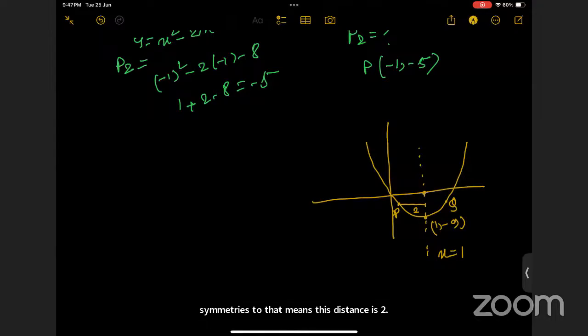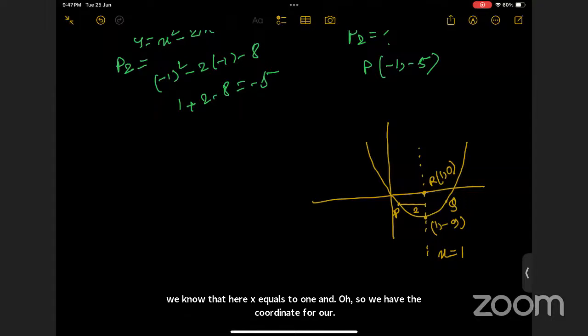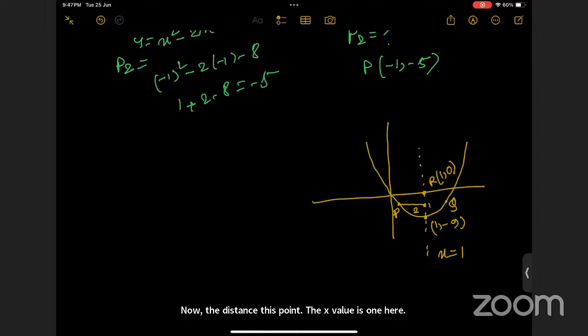Now they have said that the point of intersection of the axis of symmetry and x-axis is R. So we know that here x equals 1 and y equals 0. So we have the coordinate for R. Now the x value is 1 here, and the distance of the point P, you can also take the point Q. We are just taking the point P. So we can find the x coordinate of the point P.